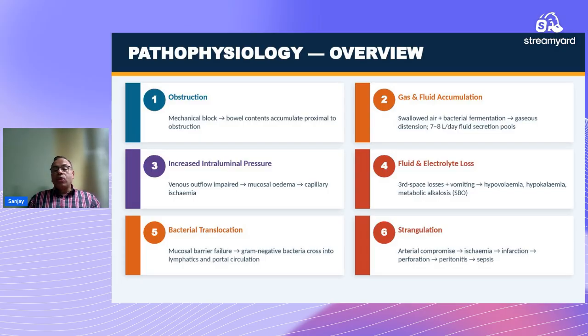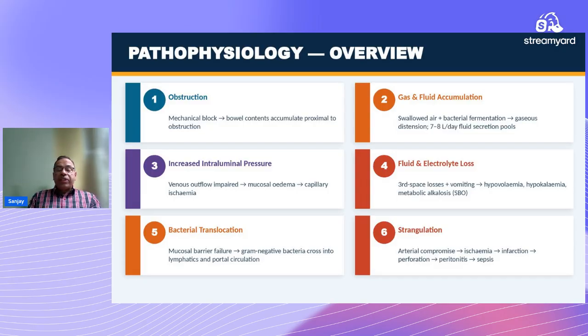There is also, proximal to the obstruction, gas and fluid accumulation: swallowed air and bacterial fermentation producing gaseous distension, and there may also be an outpouring of 7 to 8 liters of fluid which is secreted by the gut mucosa into the lumen. So the end result is a massive accumulation of gas and fluid proximal to the obstruction.